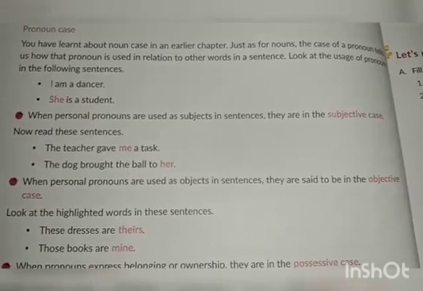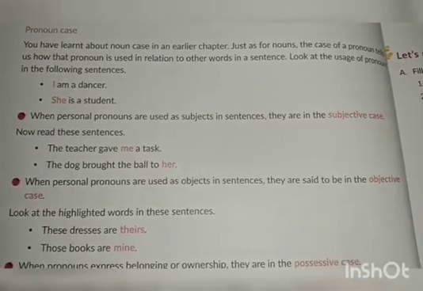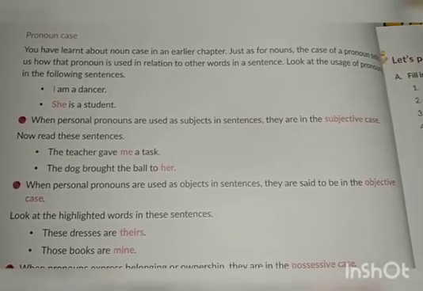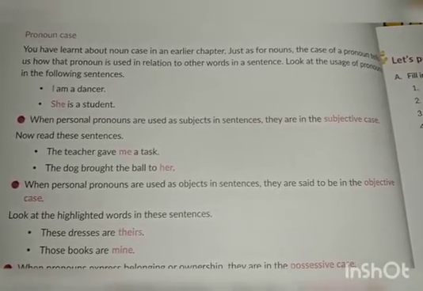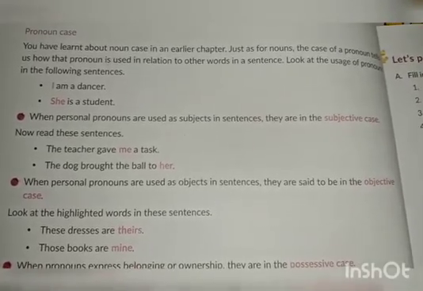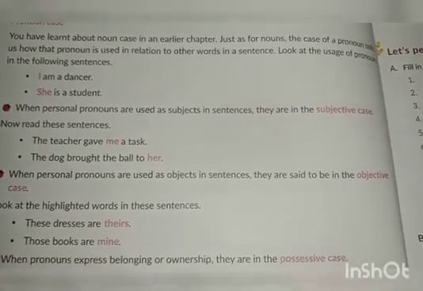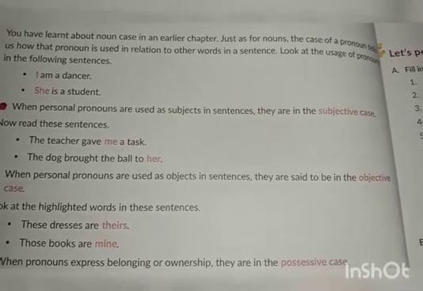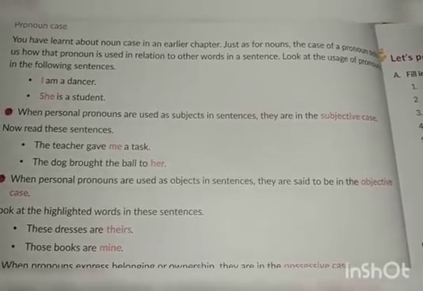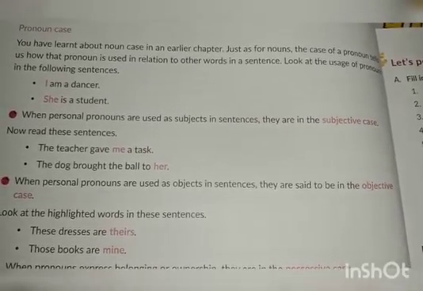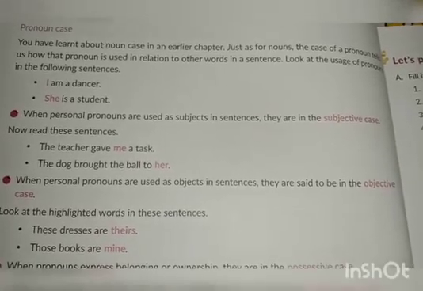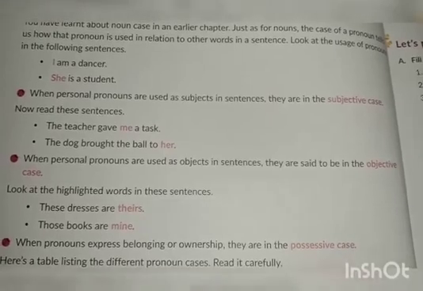The teacher gave me a task. The dog brought the ball to her. Now the teacher is the subject here, who has given a task to me. So here the word me is in the objective case. Clear? The dog brought the ball. The dog is the subject here because it is doing the work, and it is bringing the ball to her. That means her is the objective case.